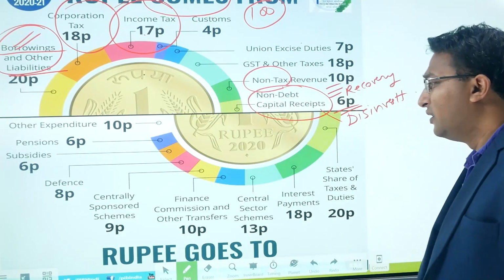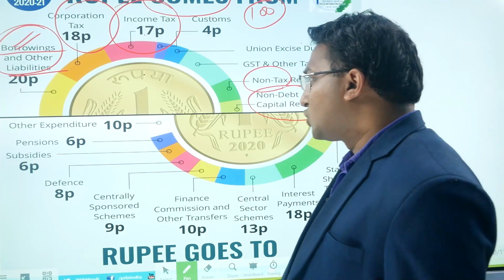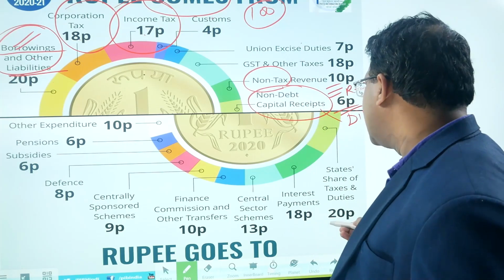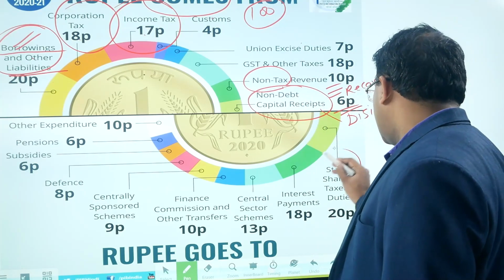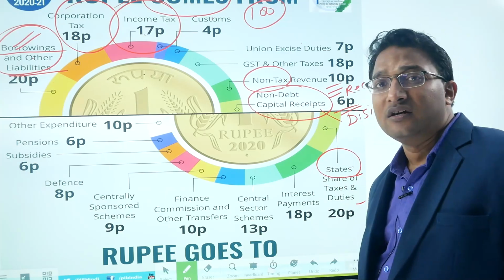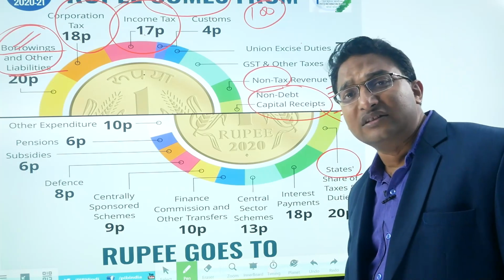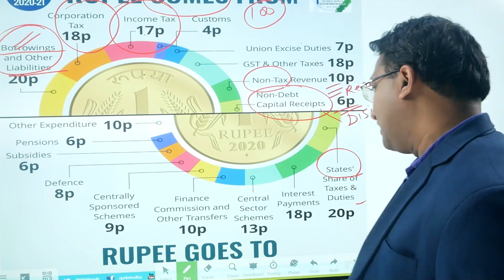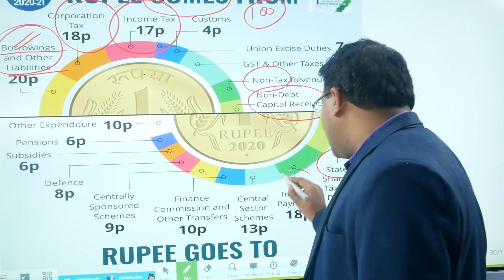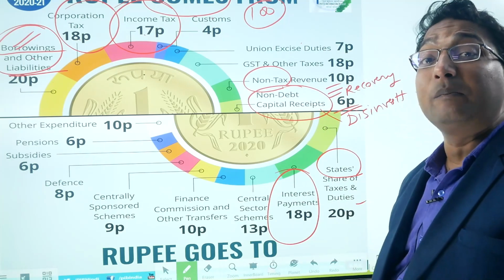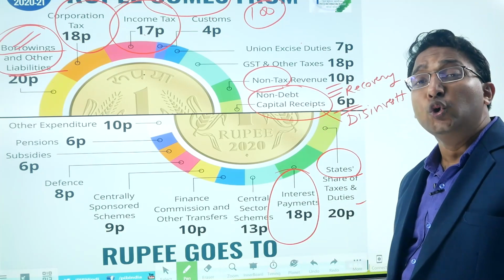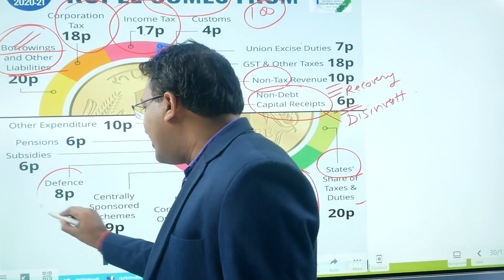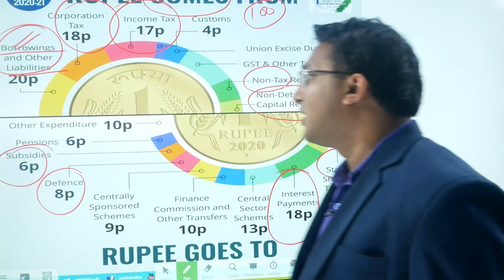Now coming to the expenditure, where does the rupee go? So overall you see the maximum share goes to the states. So states' share of the taxes and duties. States have their share in the amount of taxes which are collected by the central government. So this is 20%, and this is very amazing. Interest payment forms 18%. That shows we have a huge baggage, right? And there are other items, specifically the defense expenditure and the subsidies. Subsidies are also very high.